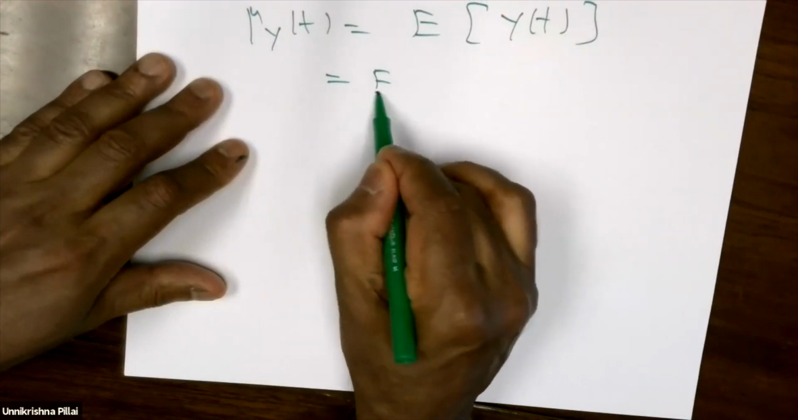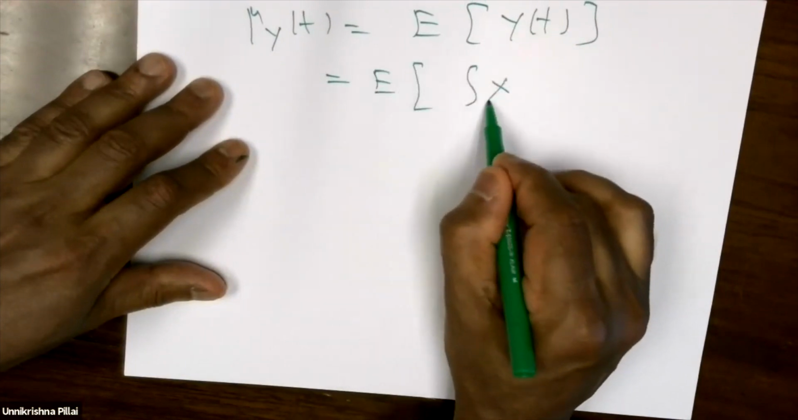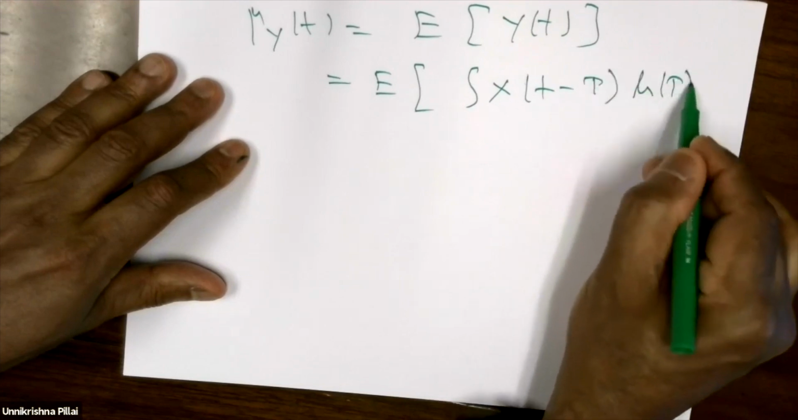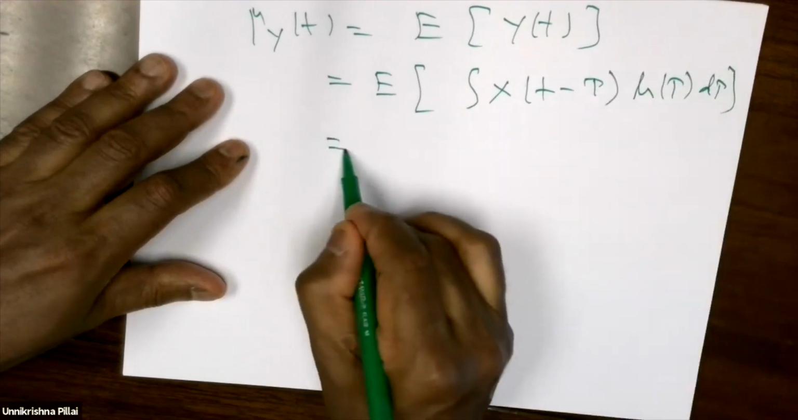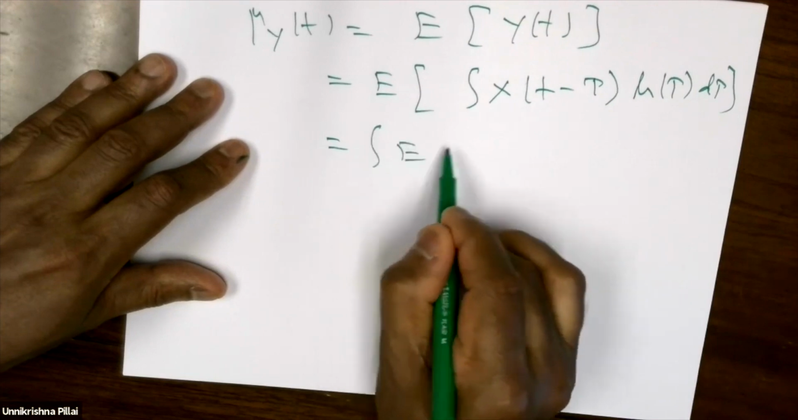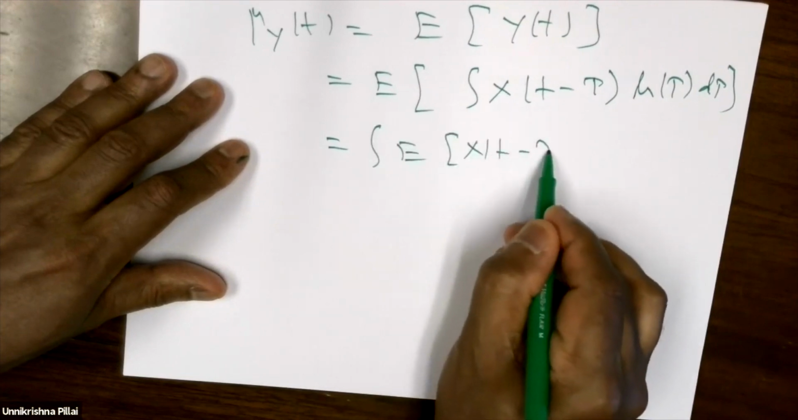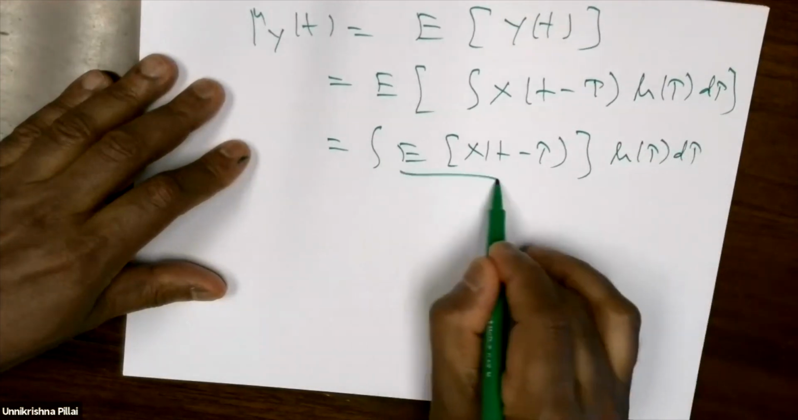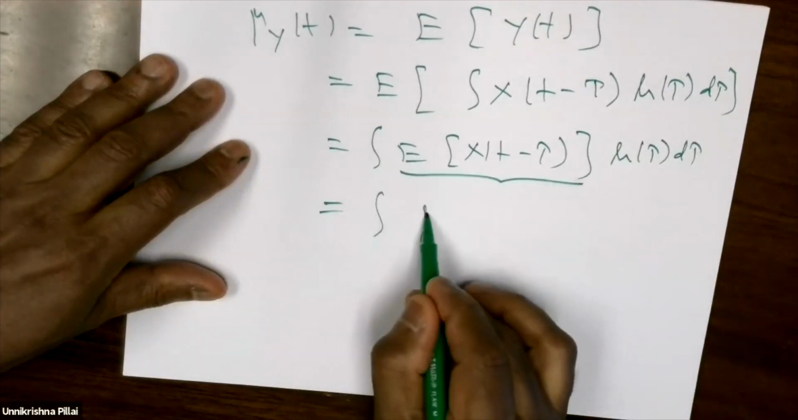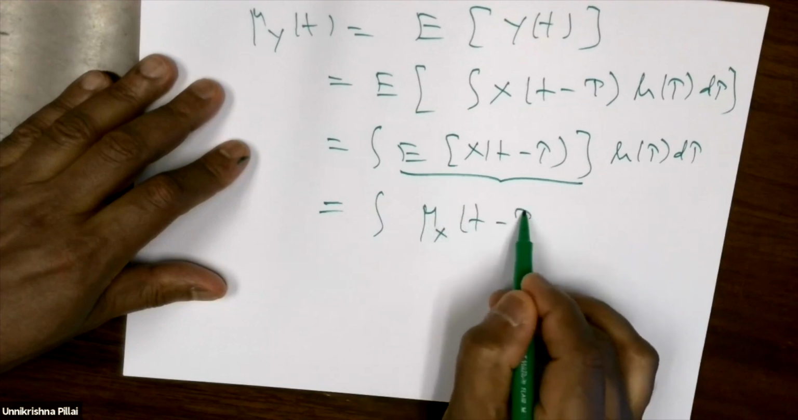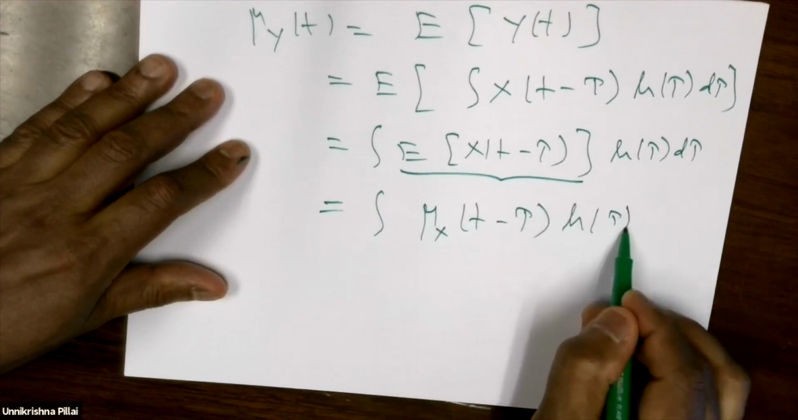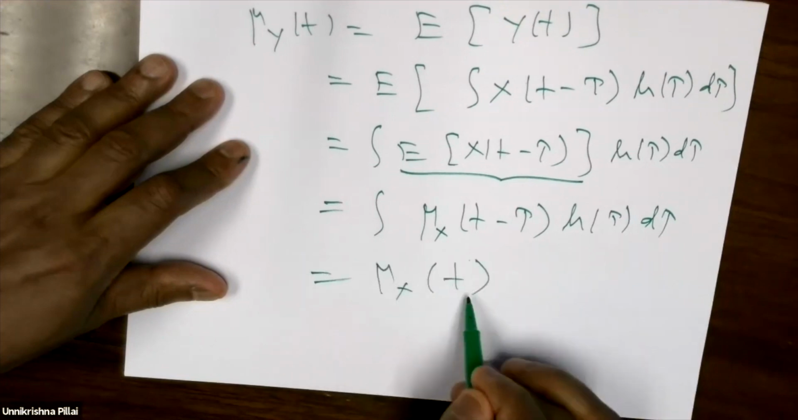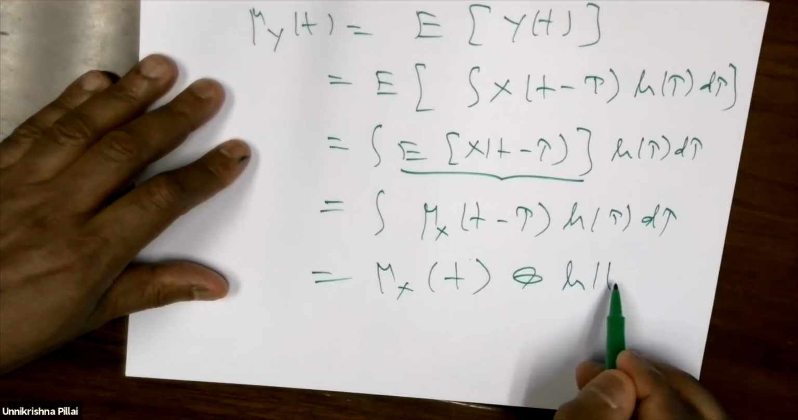So the expected value of y of t is what? The integral of the expected value of x of t minus tau multiplied by h of tau d tau. But the expected value of x is just the mean of x. So that's also a convolution operation, and you can write it as mu x of t convolved with h of t.